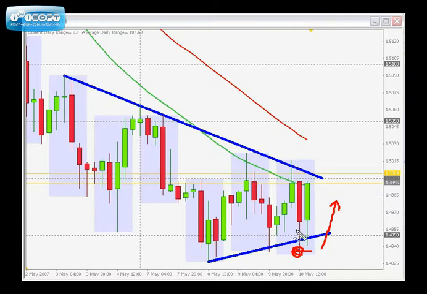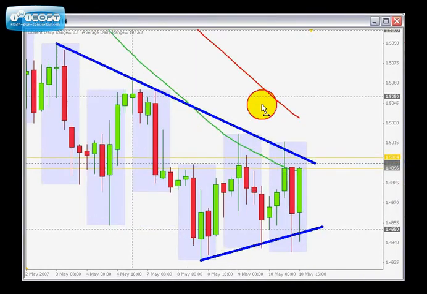So my advice is to always wait for the three aspects. Remember, breakout, pullback, and continuation. Well, that's all. I'm closing this.